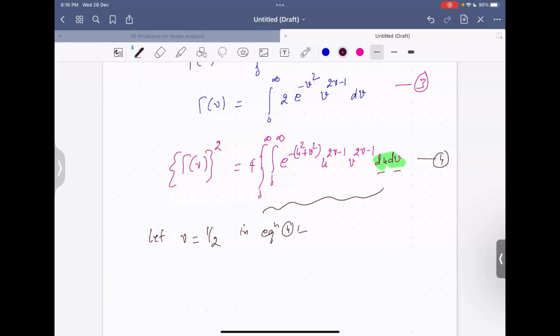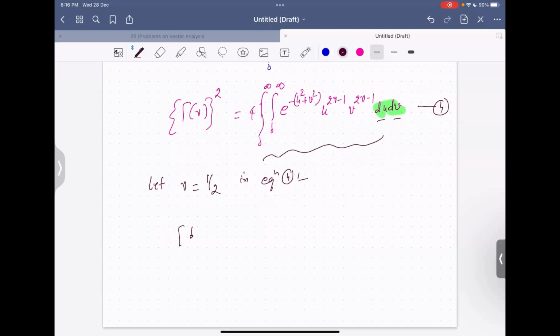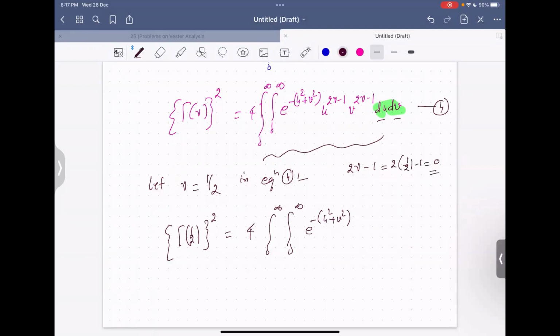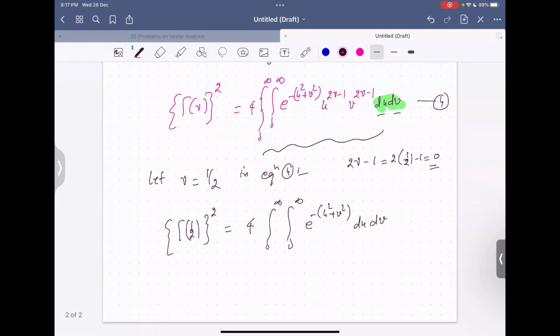So if I use this here, that will be a lot easier for me, because the left hand side will be giving me gamma half square. And when I put nu equal to half, let's see what I'm going to get here. e to the power minus u square plus v square, and u to the power 2 nu minus 1, when nu is half, is 2 into half minus 1, that is 0, right? So u to the power 0, v to the power 0 both give me 1, and your integration will reduce to a rather simple form.